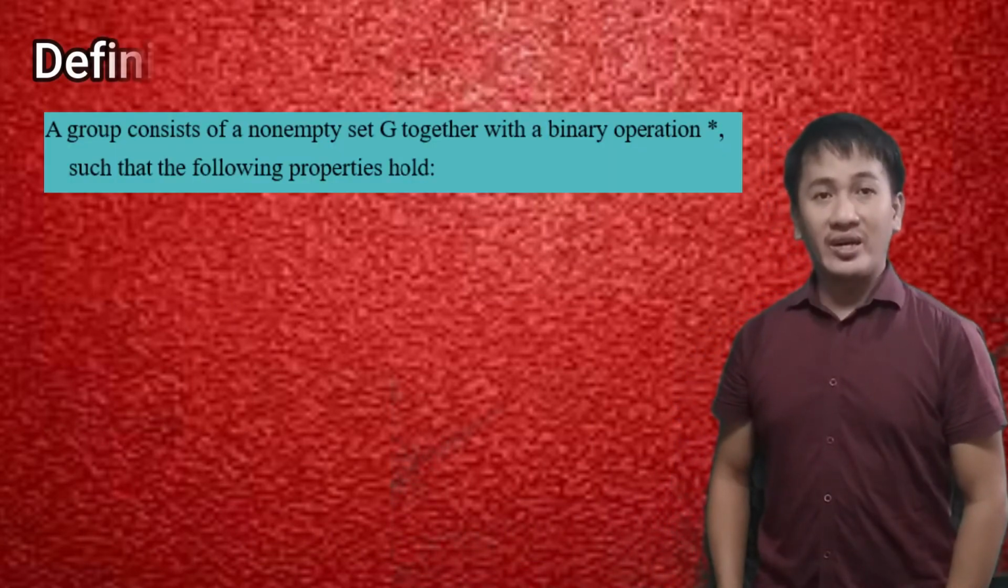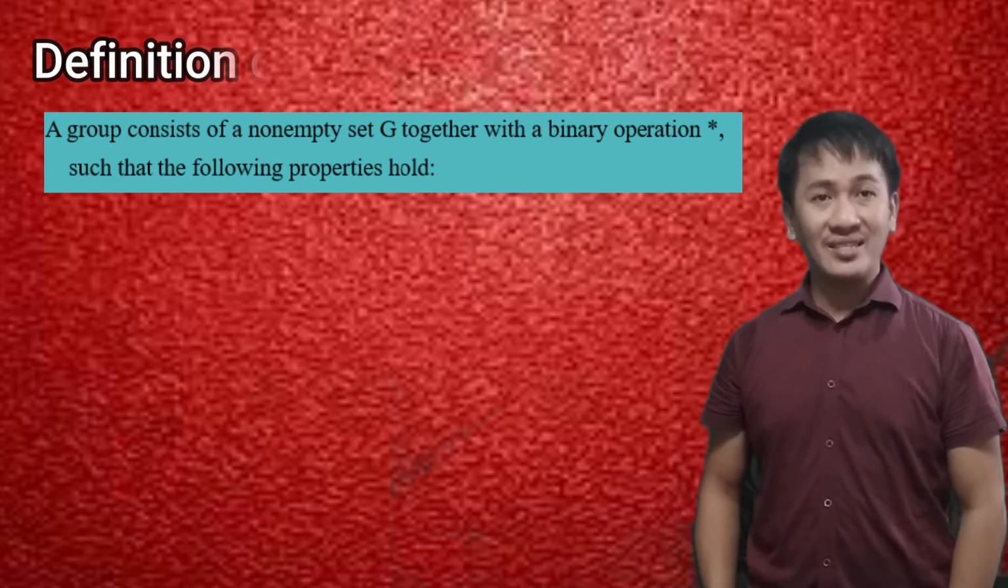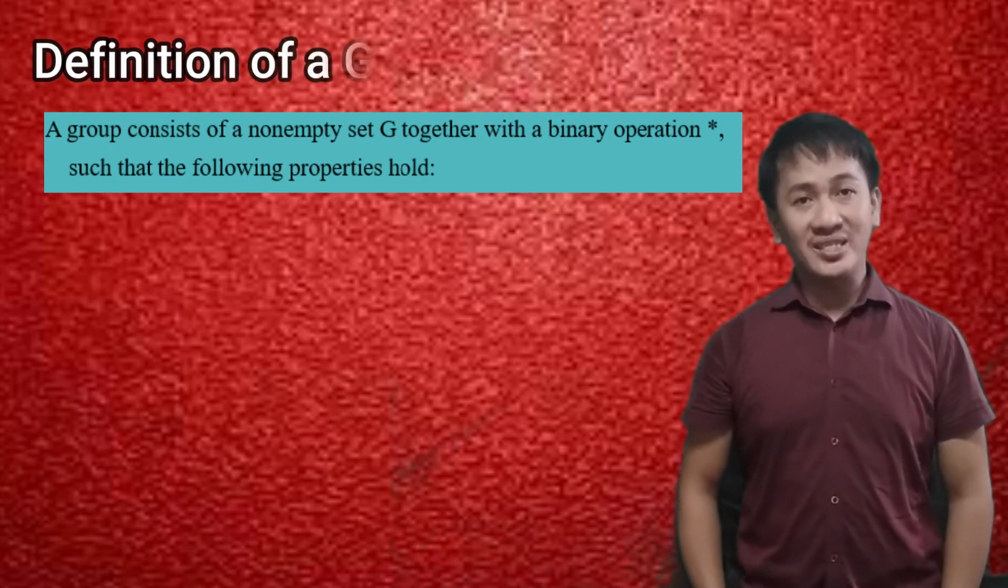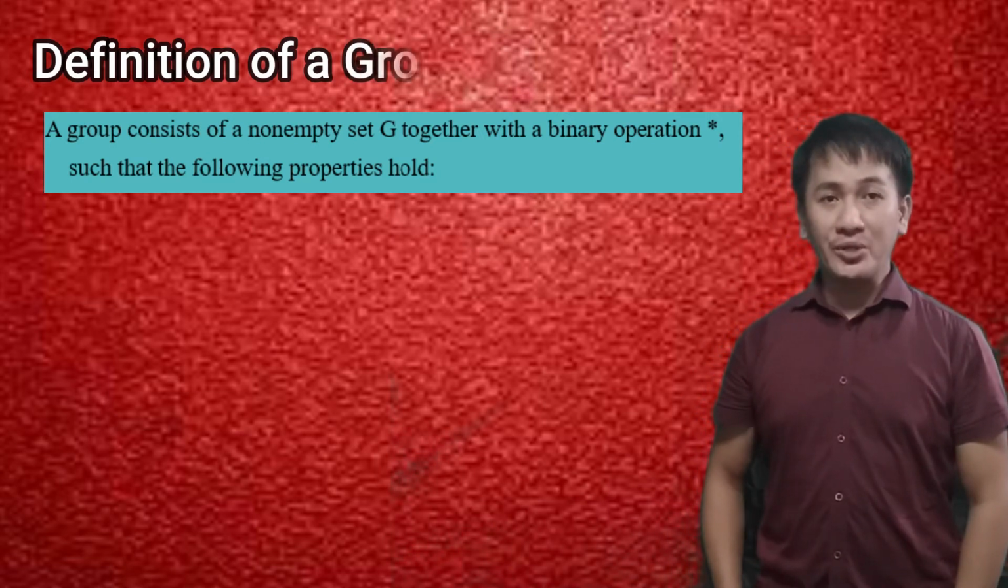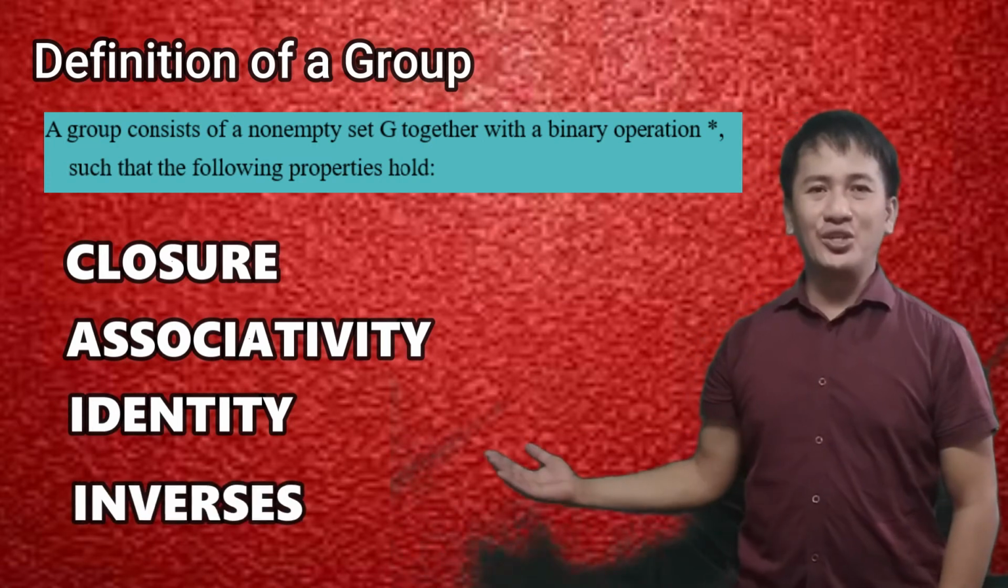What is a group? A group consists of a non-empty set G together with a binary operation star or asterisk such that the following properties hold. What are these properties? These properties are the closure, associativity, identity, and inverses.